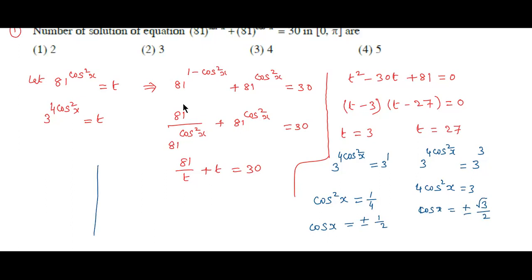So observe here, 0 to pi. This is 0, this is pi, 180 degrees. In the first quadrant both are positive, and in the second quadrant cos is negative, or not? So this is one solution, this is another, this is one more. Total, how many number of solutions are possible? Number of solutions is equal to 4. Third option is correct. This is a very easy question.